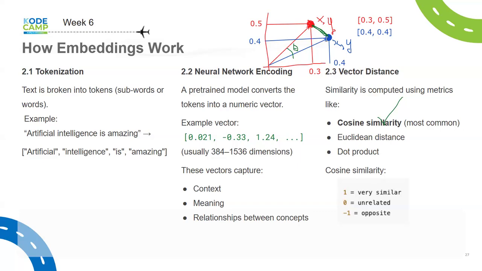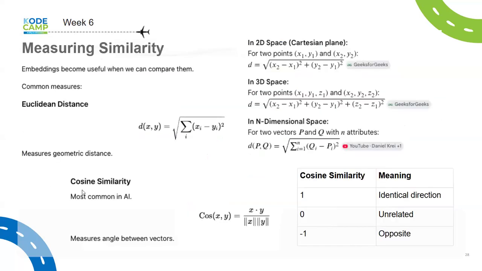Okay. And if they're opposite in meaning, that means this one is on this side, while the other one is on this other side. Then the angle between them is 180 degrees, and the cosine of 180 is -1. So this is how you understand cosine similarity. Now let's look at how these are calculated. You can see it's very simple.